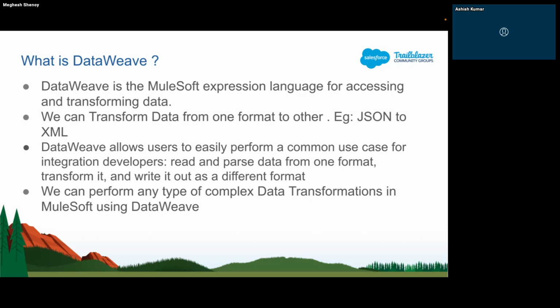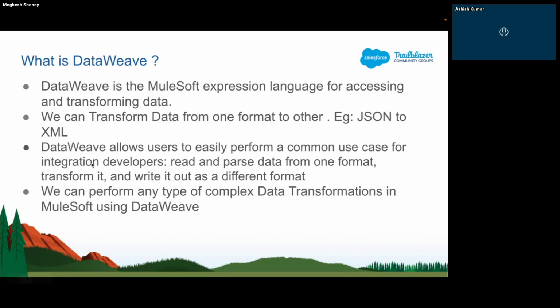For example, we can convert it from JSON to XML. The data format transformation is just a small thing. For example, we get data from SAP, and we get data from Salesforce. Now we have to aggregate the data, and this is where we'll be using DataWeave. It can transform the data from SAP and Salesforce, and then provide you a single customer profile. DataWeave also allows users to easily perform a common use case for integration developers, that is, read and parse data from one format, transform it, and write it out as a different format. We can also perform any type of complex data transformation in MuleSoft using DataWeave.